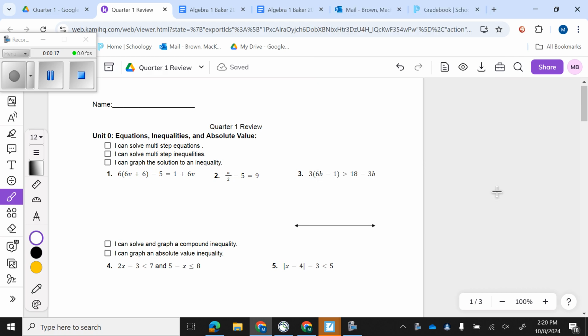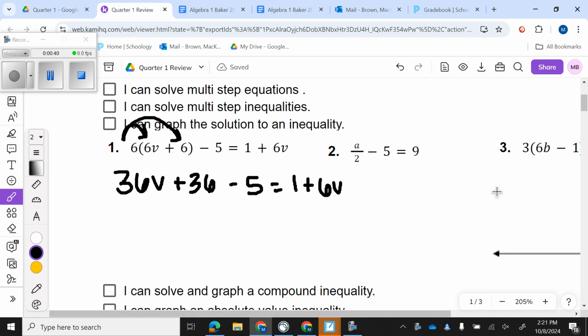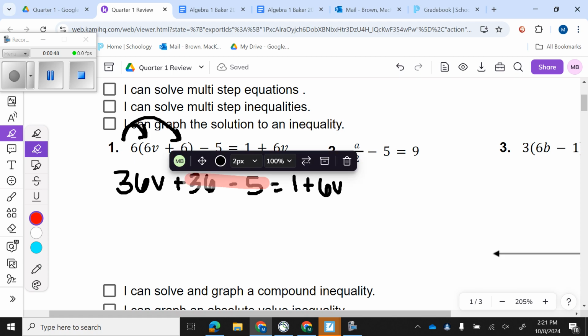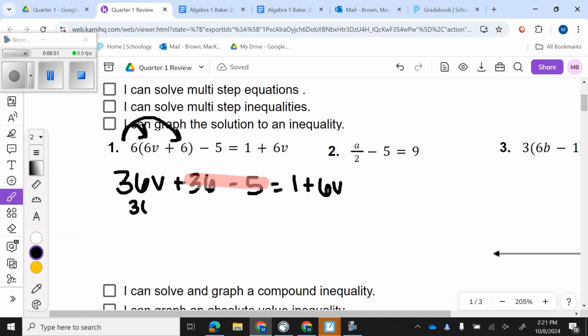So on this first one, we're going to have to distribute this 6 to be able to solve. I'm going to distribute 6 into this equation. I'm going to have 36v plus 36 minus 5 equals 1 plus 6v. From there, I'm going to combine my like terms. I'm going to put 36 minus 5 in my calculator, and that's going to give me 36v plus 31 equals 1 plus 6v.